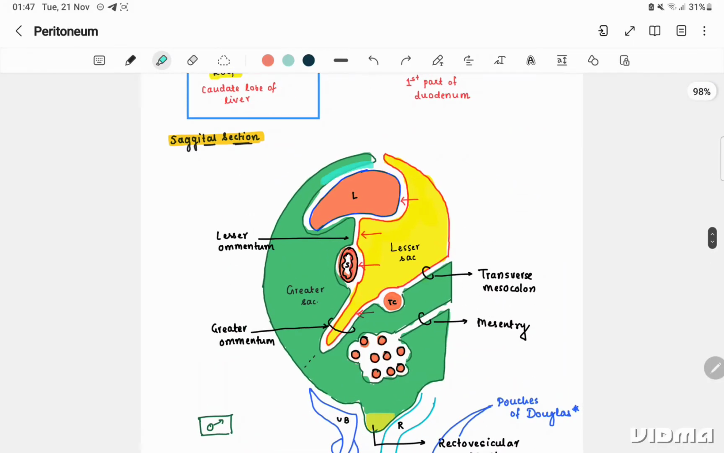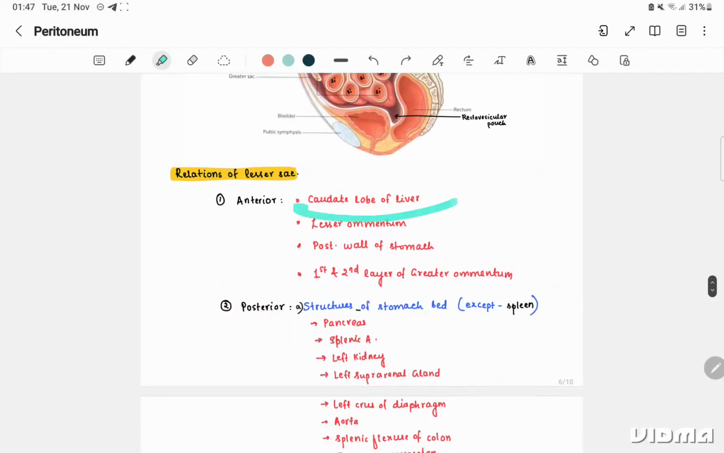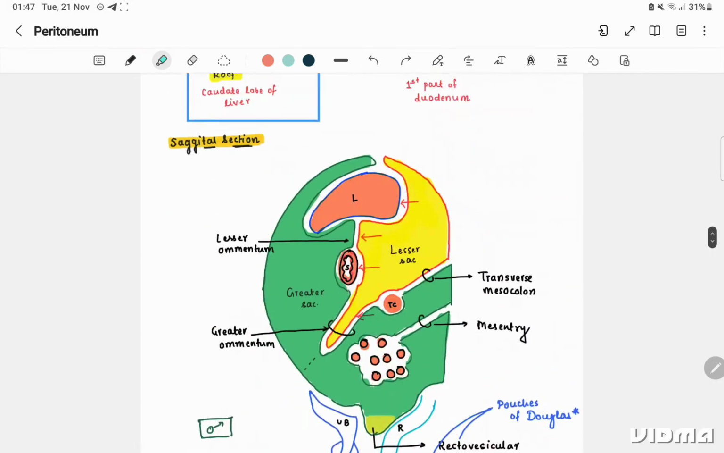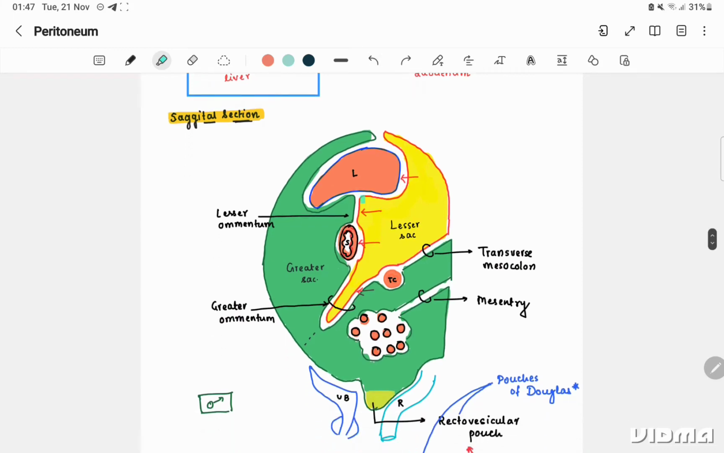We are talking about the lesser sac, right? This is your lesser sac. So what are the anterior relations? You can see, first is the caudate lobe of the liver. This lobe is the caudate lobe of the liver. The lesser omentum is the anterior relation of the lesser sac.